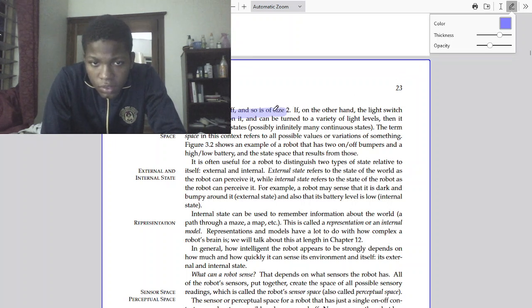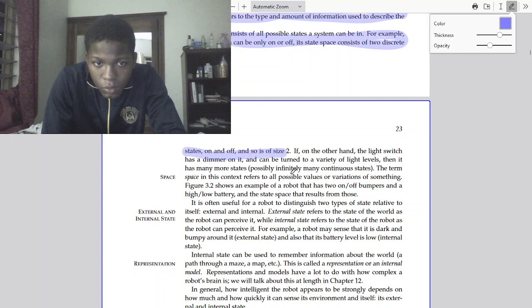And so, state size will be 2. I mean, state space. What? So, all possible states a system can be in. For example, if a light switch can only be on and off, the state space consists of only 2 discrete states, on and off, and so is of size 2. On the other hand, if the light switch has a dimmer on it, and we can turn it to a variety of light levels, that has many more states, possibly infinitely many continuous states. The term space in this context refers to all possible values or variations of state.